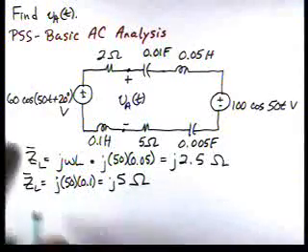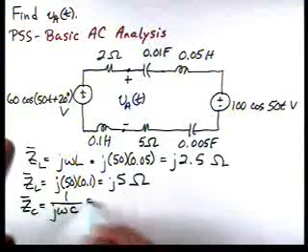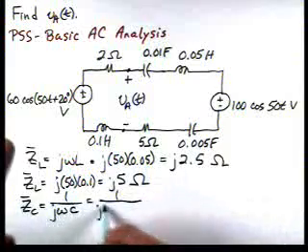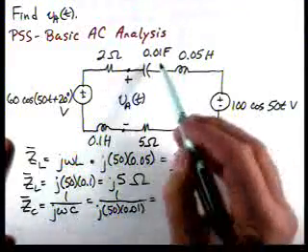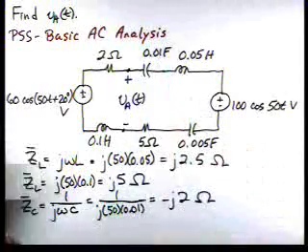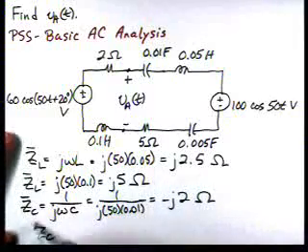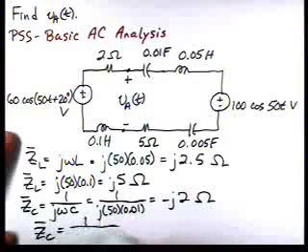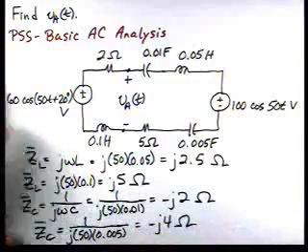For our capacitor, remember Z sub C is 1 over j omega C. So for the one on the top, we have 1 over j times 50 times 0.01. So that's for this element, and its impedance is minus j 2 ohms. And then for our other capacitor on the bottom, we have 1 over j times 50 times 0.005, and that's minus j 4 ohms.